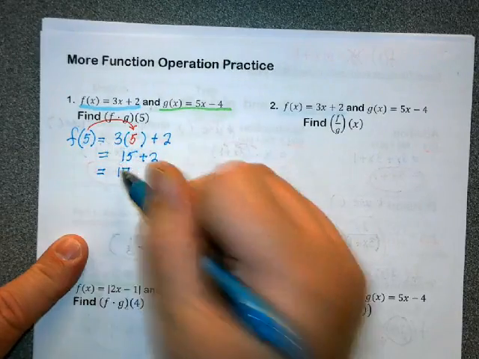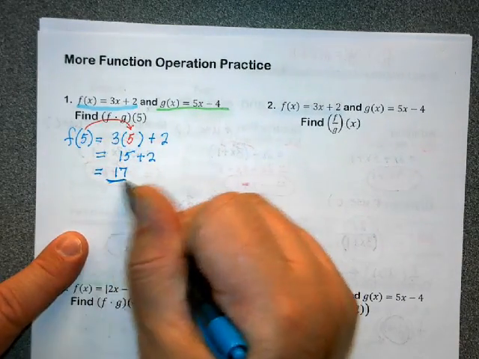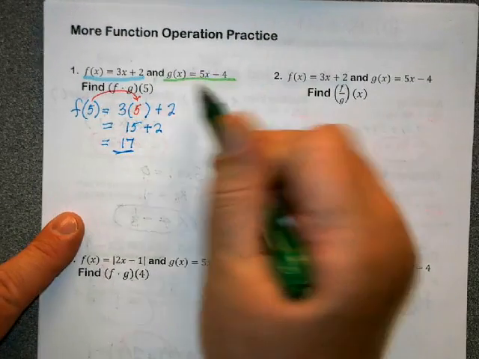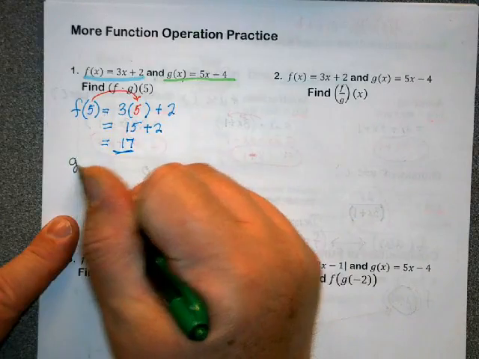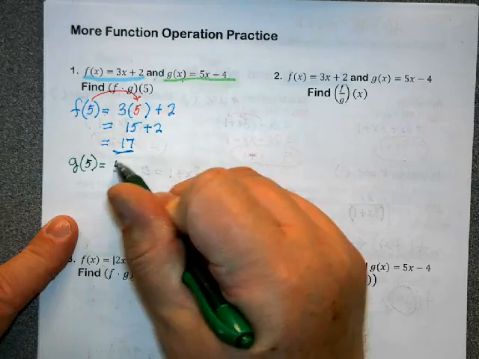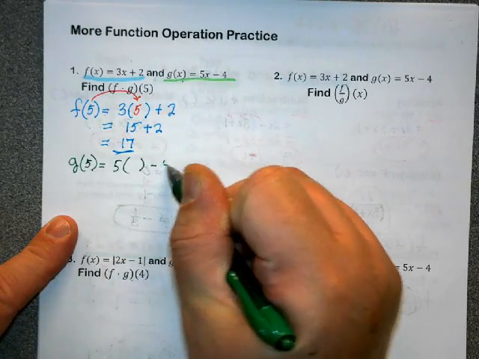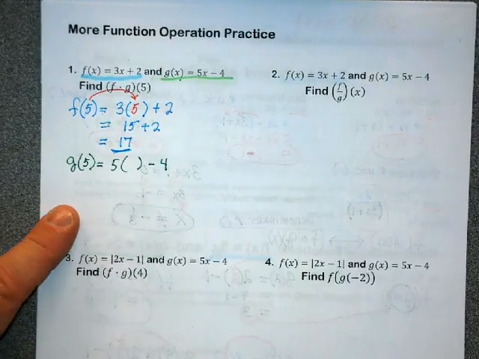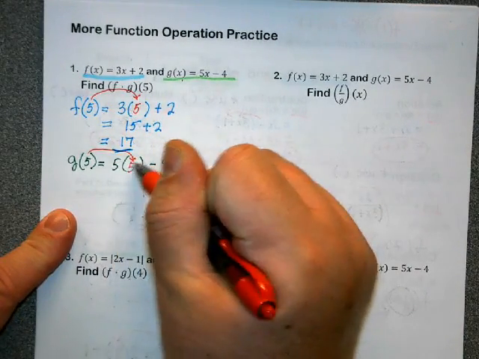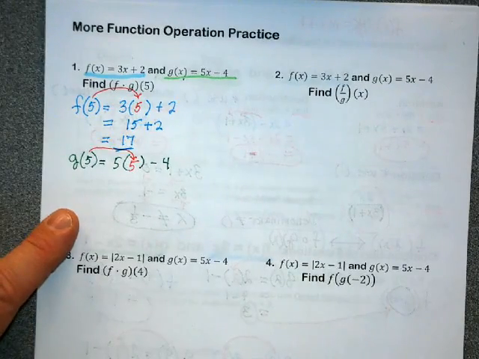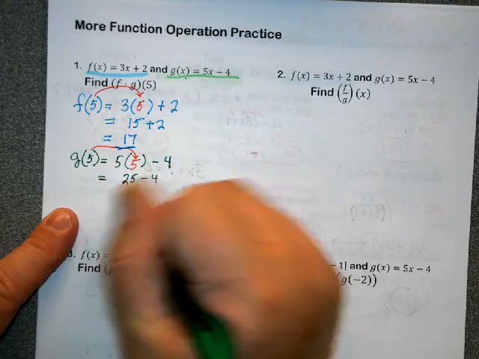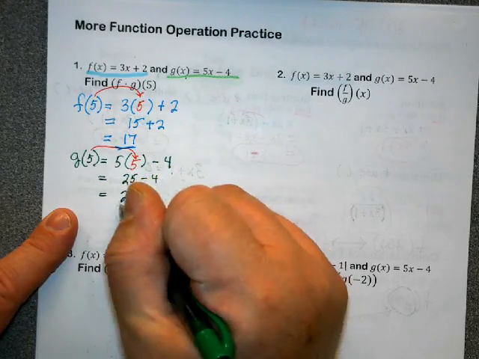Then I need the g of 5. So I'm going to grab my g function here, and I have 5 times x minus 4. Going to substitute in 5 for my x this time. So I get 25 minus 4, which is 21. So now I've got to multiply those together.